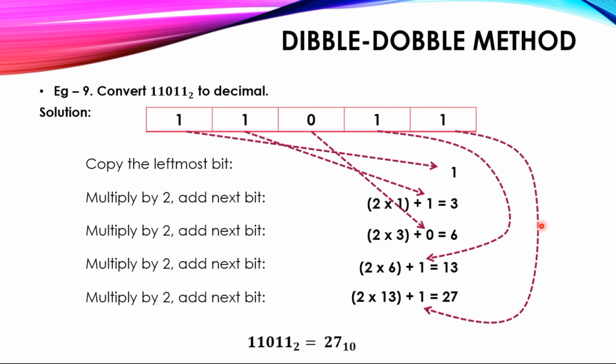So here the final answer is 11011 to the base 2, which gives the decimal number 27. Now you can compare the answer with the conversion from the previous method. The answer for the binary number will be the same.